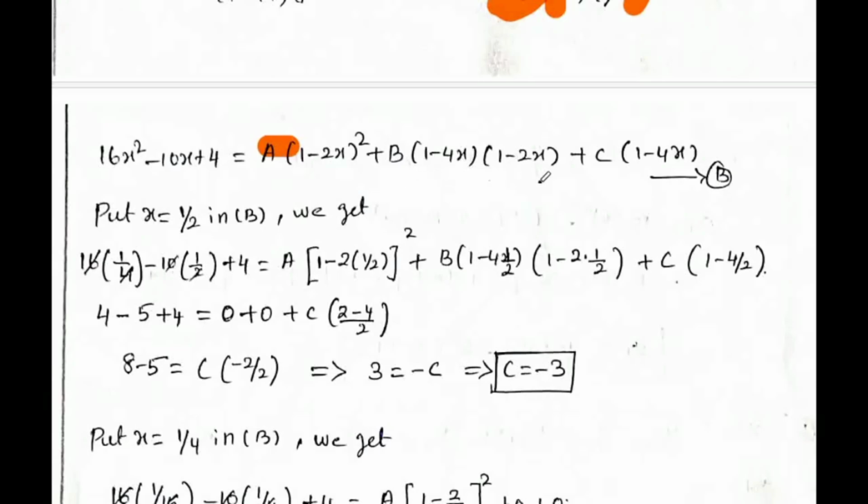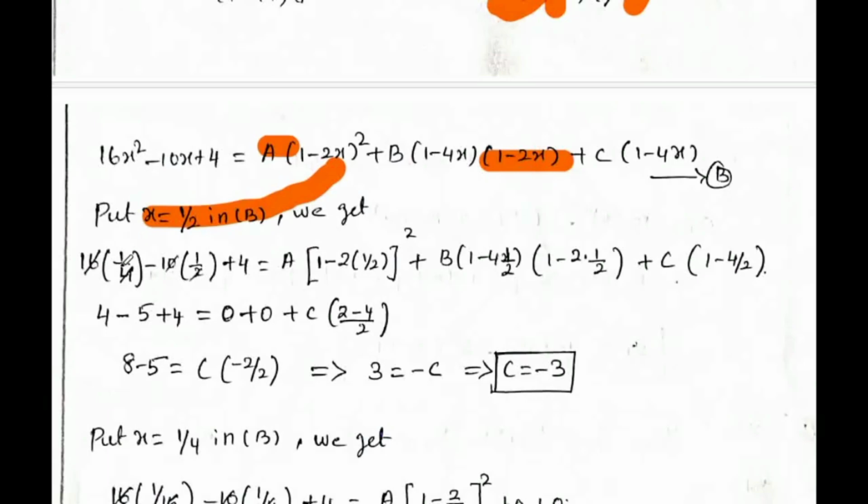Okay, how to find the A, B values? Substitute x equal to some constant value. Okay, so first I'm going to find the C value. If I want to find the C value, we need to convert A and B terms to 0. Okay, so here what is the common factor of A and B? 1 minus 2x is the common factor, right? So I'm going to substitute x equal to what? I'm going to substitute x equal to 1 by 2. If you substitute x equal to 1 by 2 here, the 2s are getting cancelled. You get only 1. What is 1 minus 1? 0. Okay. So therefore, we get 16 into the x value 1 by 2.